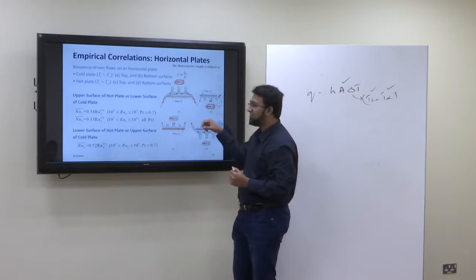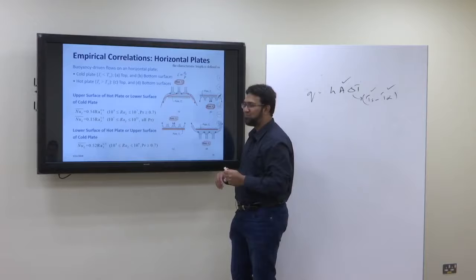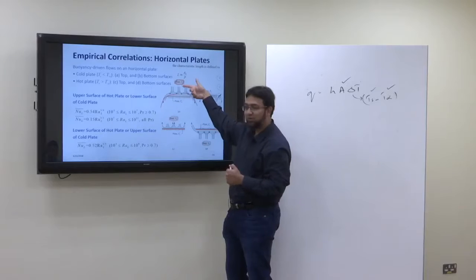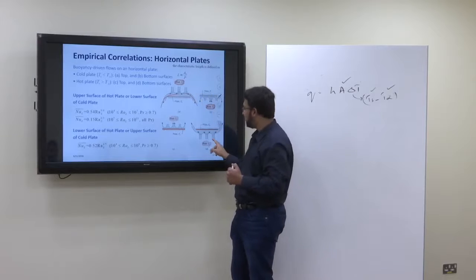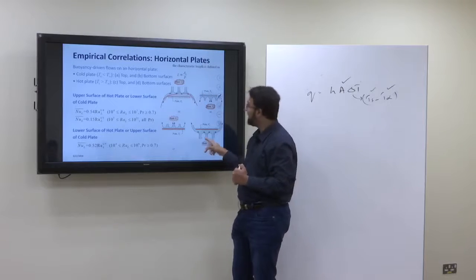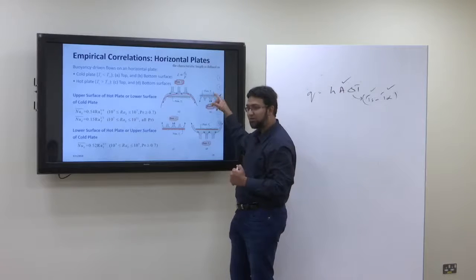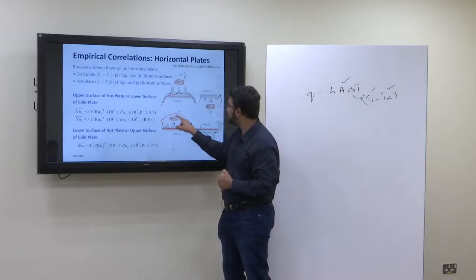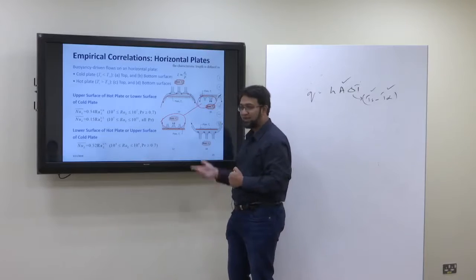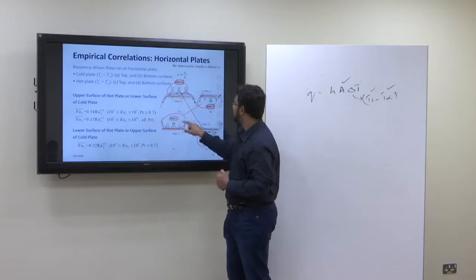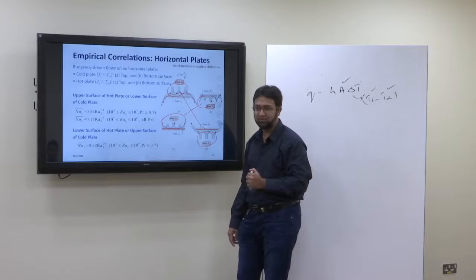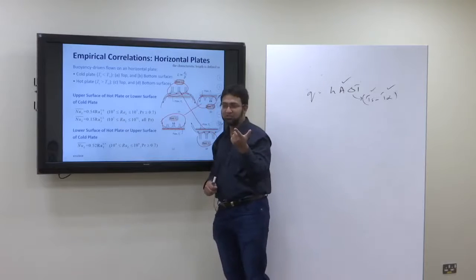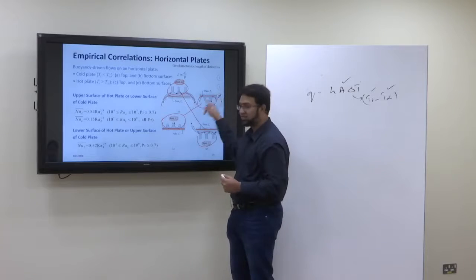So if you see here, for the case of the cold plate, the top surface of the cold plate will have a similar kind of flow pattern as the bottom surface of the hot plate. And the bottom surface of the cold plate will have a similar kind of flow pattern as the top surface of the hot plate. So we have one set of correlations for these two cases and another set of correlations for these two cases. Is it clear? Because you see the similarity here and the similarity here. So we will have two sets of correlations, one for this case, one for this case.